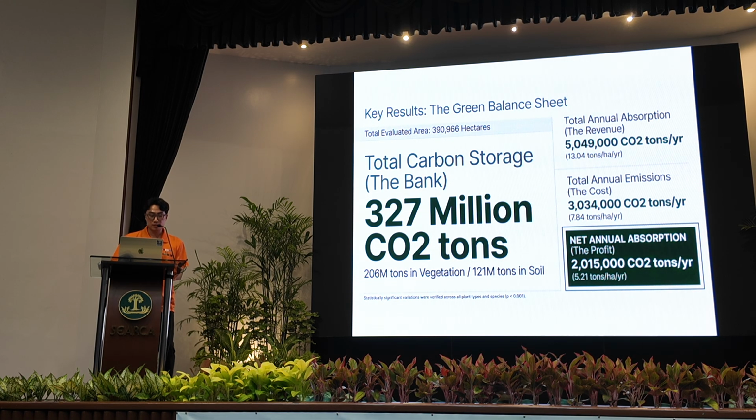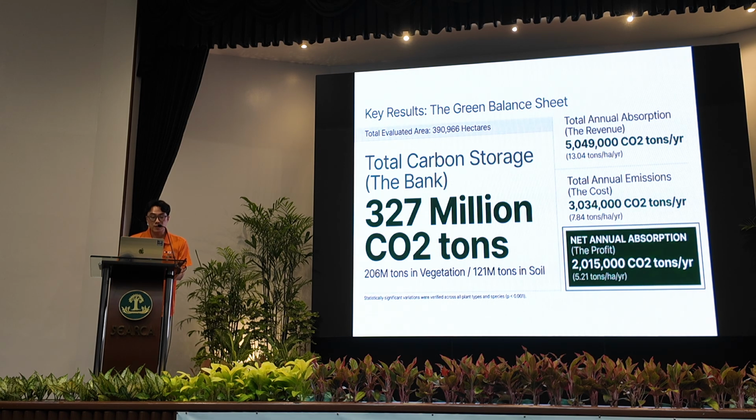So this slide shows the quantitative result, or the green balance sheet of Korean National Parks. The total evaluated area is 380,000 hectares. Total carbon storage is 327 million CO2 tons. This consists of 206 million tons in vegetation and 121 million tons in soil.